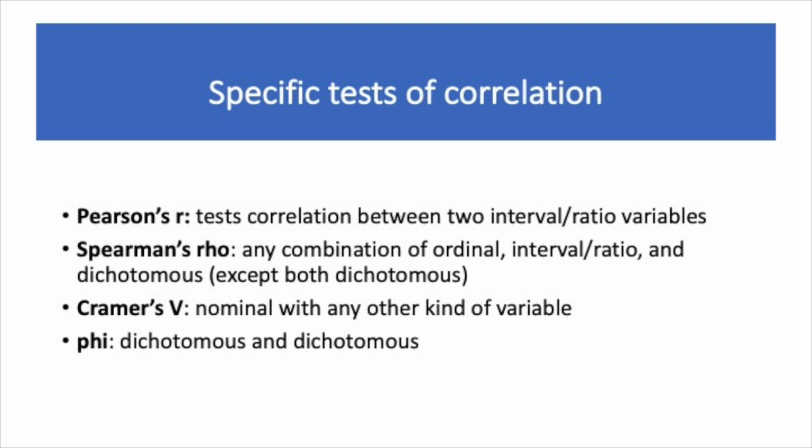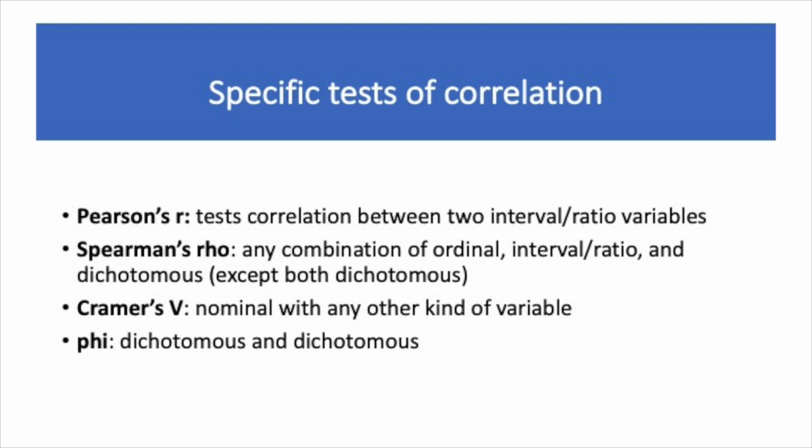Spearman's rho is the test of correlation you would use if you, for example, had 2 ordinal variables, or an ordinal and an interval ratio variable, or a dichotomous and ordinal variable, really any combination of these 3, except for when you have 2 variables that are both dichotomous. Then I'm going to skip to the bottom. You would use phi to test 2 dichotomous variables. Finally, if you have any nominal variable, let's say a nominal variable and an ordinal variable, or 2 nominal variables, or nominal and interval ratio, nominal and dichotomous, this is when you would use what's called Cramer's V.